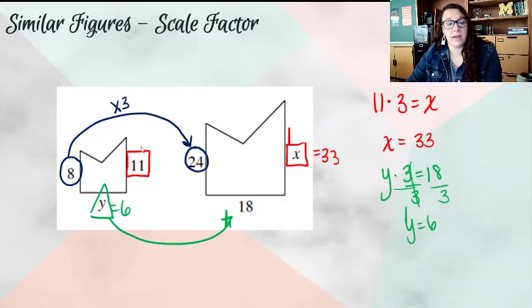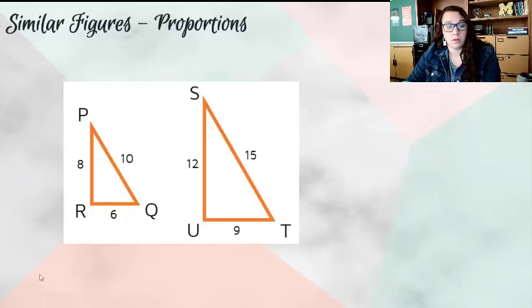This is one way to work it out, especially when your scale factor is a whole number like 2 or 3. All right, here's another setup. Now, this one we're going to use proportions because it's not going to be able to set up like the last one. Let's match sides up again.